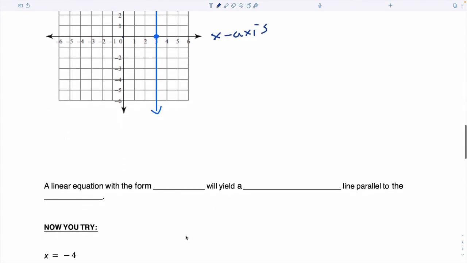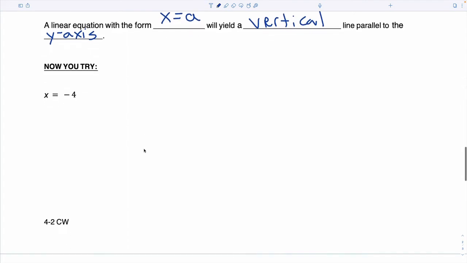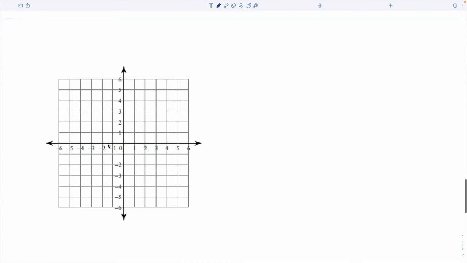Special cases that you really just kind of have to have memorized. Big idea, last bit of notes. A linear equation with the form of x equals some number will yield a vertical line parallel to the y-axis. Try x equals -4 in the next 30 seconds. You can chat with the partner. Where would that go? What would it look like? Fill in this graph with x equals -4.